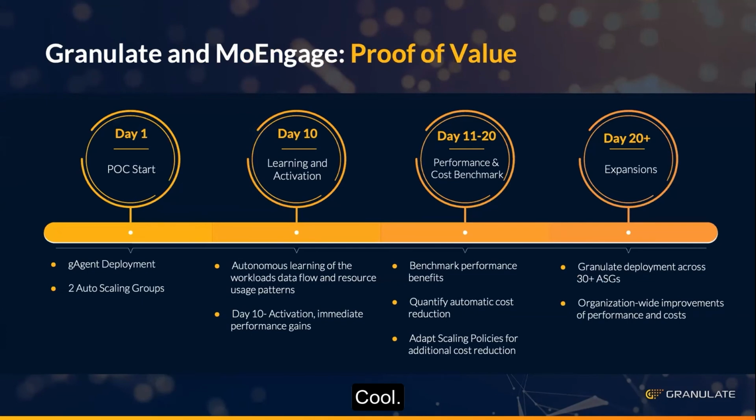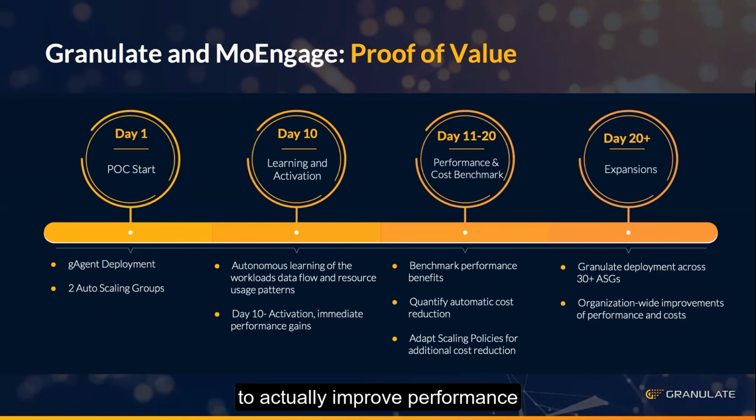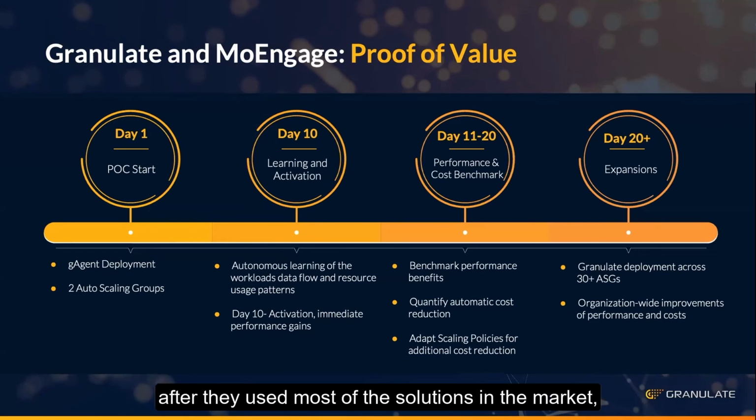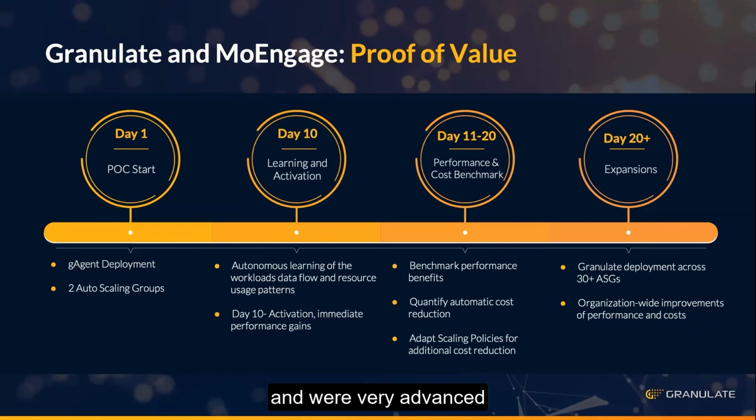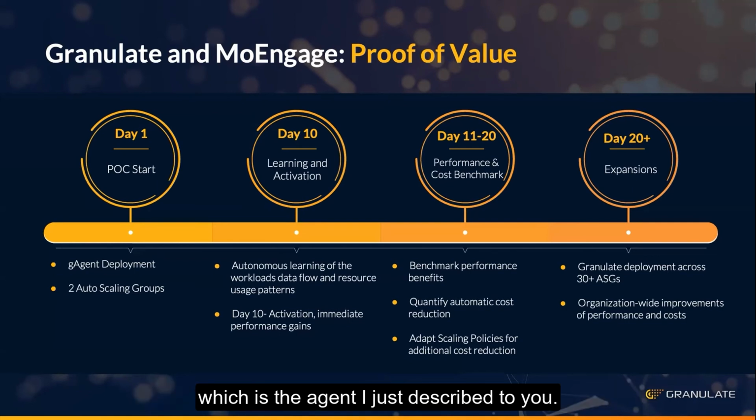Cool. So let's talk a bit about what we did with MoEngage. We were very well positioned to help MoEngage improve performance after they had used most of the solutions in the market and were very advanced in terms of the resources they were using. So we first started by installing the Granulate agent, which is the agent I just described to you. Then we started with two ASGs, or autoscaling groups, to start the learning phase in which the agent learned the workload.